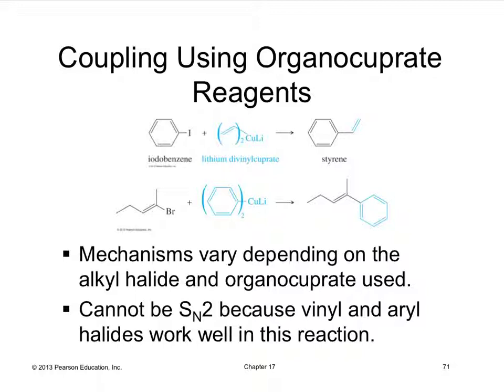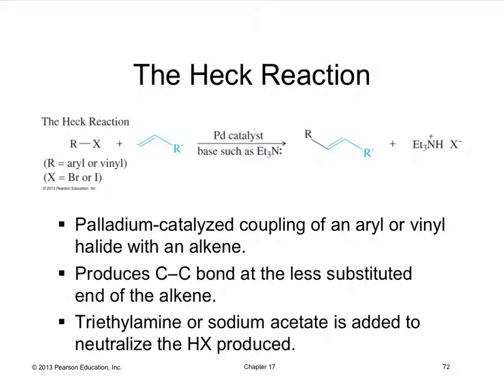So you can use these organocuprates and couple. Here's iodobenzene. This is lithium divinyl cuprate, and it'll generate styrene. Here's another alkyl halide in the presence of the aryl cuprate, and it will generate the product shown here. So mechanisms vary depending on the alkyl halide and the organocuprate used; it cannot be SN2 because vinyl and aryl halides work well. So let's look at the Heck reaction.